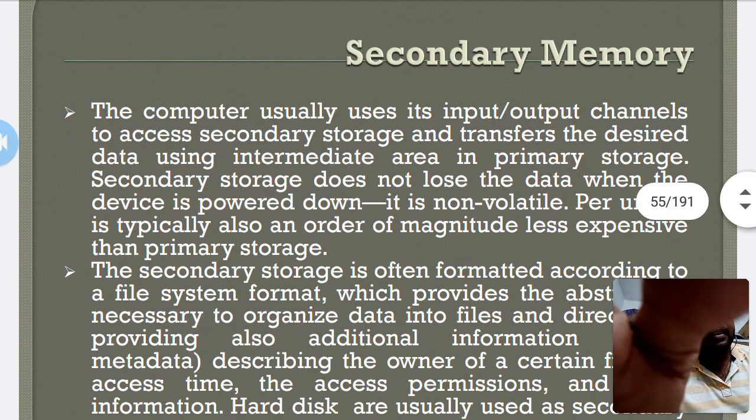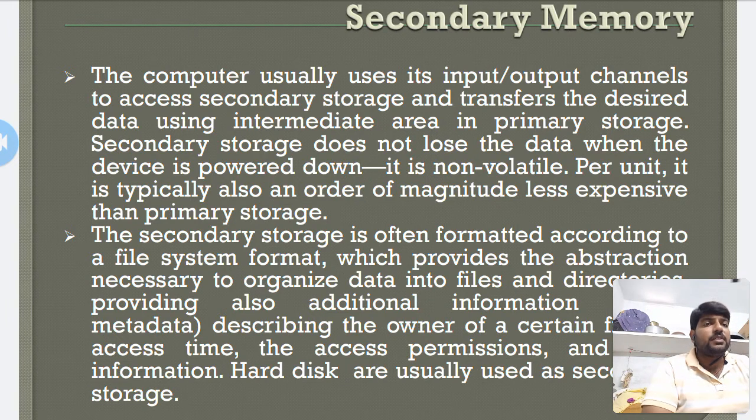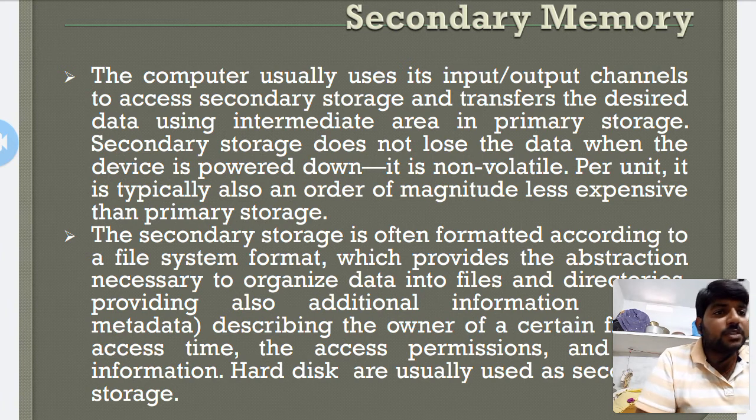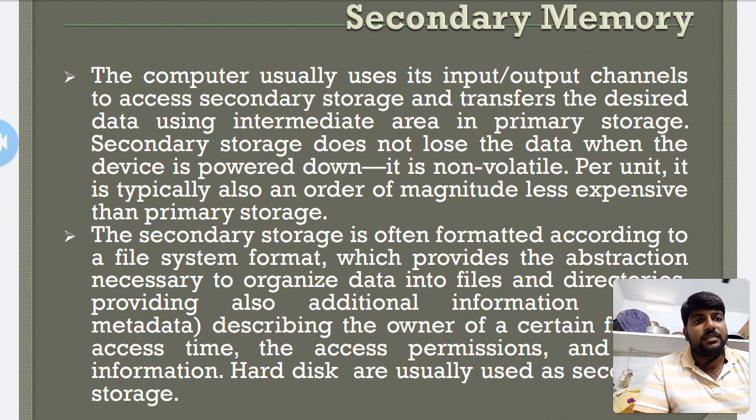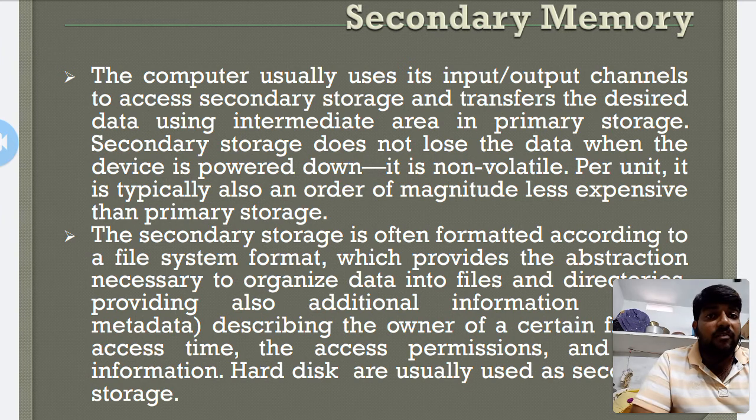The first one is secondary memory. The computer usually uses input and output channels to access the secondary storage and transfer the desired data using an intermediate area in the primary storage. So the primary storage data is moved into secondary storage channels. The secondary storage does not lose the data when the device's power is shut down, which means it is a permanent storage device.